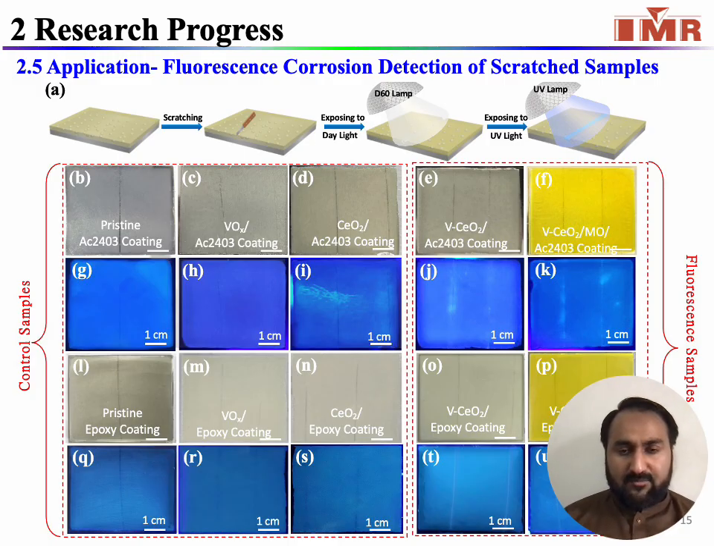So here we have prepared some scratched coatings to initiate the reaction very quickly. You can see that the pristine coating doesn't have any kind of fluorescence effect. It is just the effect of the UV light.